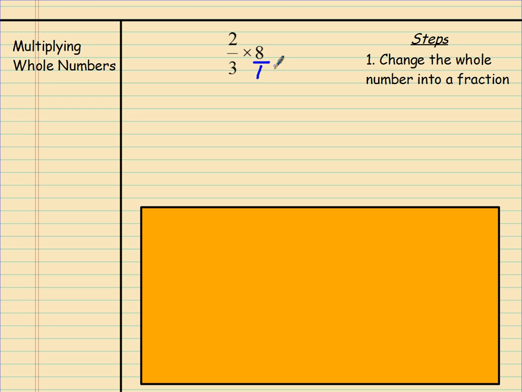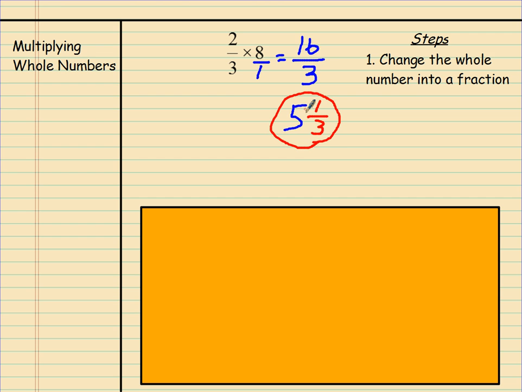Now let's do the multiplication. 2 times 8, numerator times numerator, is 16. Denominator times denominator is 3. This is an improper fraction. We have to change that into a mixed number. 3 goes into 16 5 times. 3 times 5 is 15. We're left with 1. And we keep the denominator. We have 5 1/3.